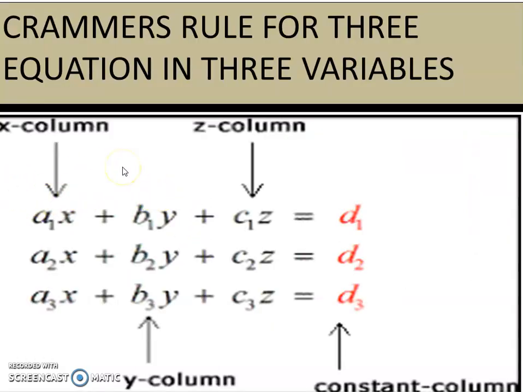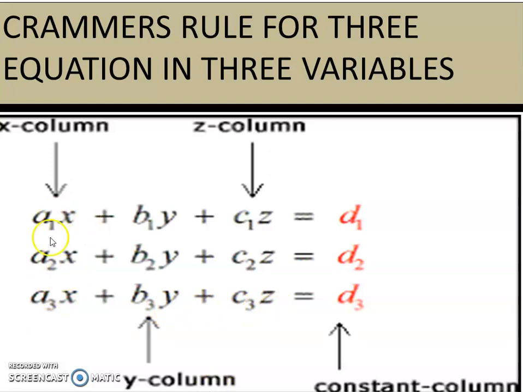Now we start the new topic, that is Cramer's rule for 3 equations in 3 variables. What are the 3 equations in 3 variables? a1x plus b1y plus c1z equal to d1. a2x plus b2y plus c2z is equal to d2. a3x plus b3y plus c3z equal to d3.